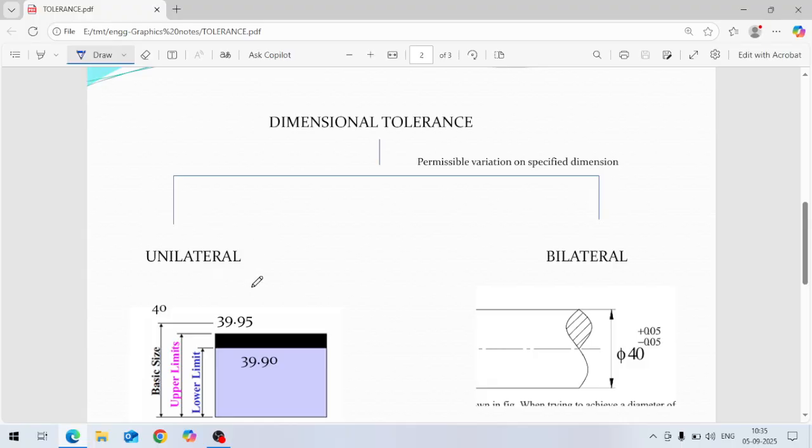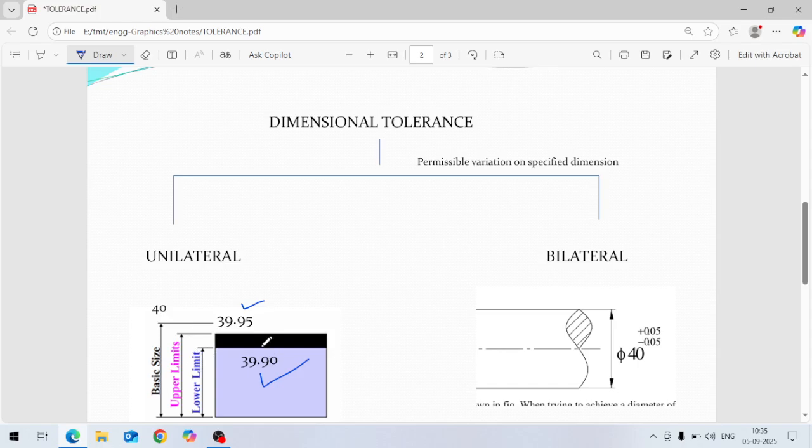Unilateral means, when size is given here, the basic size is say 40 mm. 40 mm is the basic size. And on this basic size, unilateral means on the same side, both limits are on the same side, because there are two limits, lower limit and upper limit. Basic size is 40 and the upper limit is 39.95 here and the lower limit is 39.9. So that means unilateral, it is on the lower side. Both the limits are on the lower side.